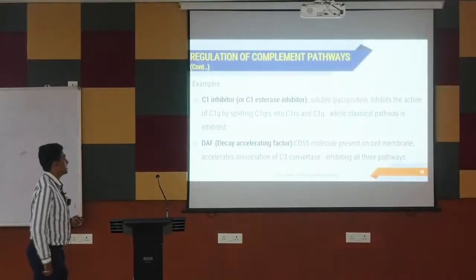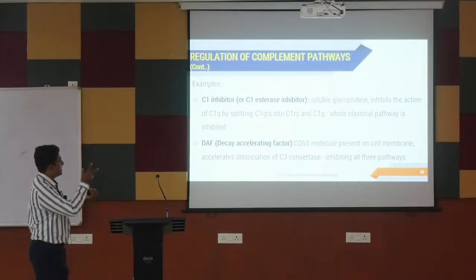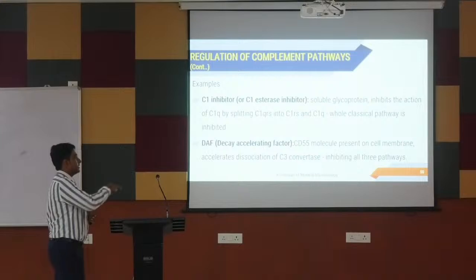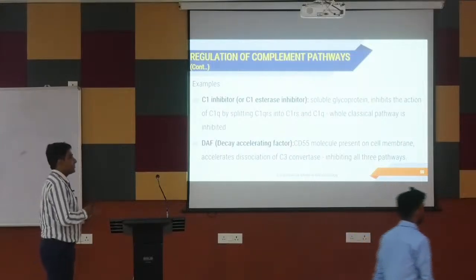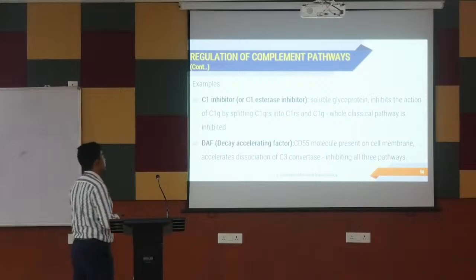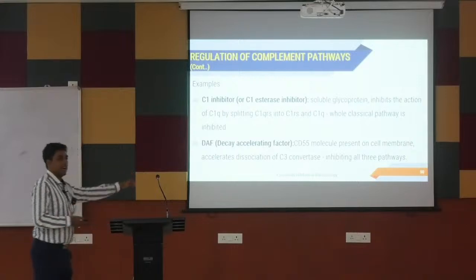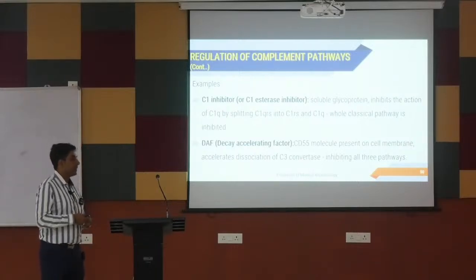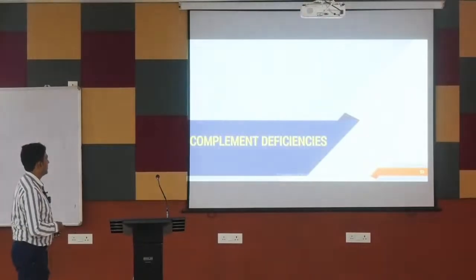এক্সাম্পল কি? C1 ইনহিবিটর, সেটা C1q এর এটাকে নষ্ট করে by splitting the C1qrs into C1rs and C1q, তাতে হোল ক্লাসিক্যাল পাথওয়েটা বন্ধ হয়ে যাচ্ছে। ডিকে অ্যাক্সিলারেটিং ফ্যাক্টর, CD55 molecule present on the cell membrane that accelerates the dissociation of the C3 convertase, inhibiting all three pathways. C3 convertase কে আটকালে C3 convertase তে কি ছিল? একদম প্রতিটা কমপ্লিমেন্ট পাথওয়ের প্রথম স্টেপ ছিল, কমন স্টেপ, সেইটার দিকে আটকে দিচ্ছে। ঠিক আছে?